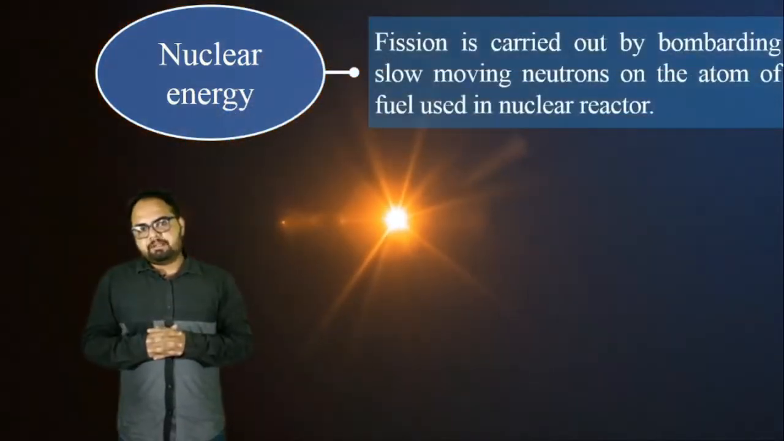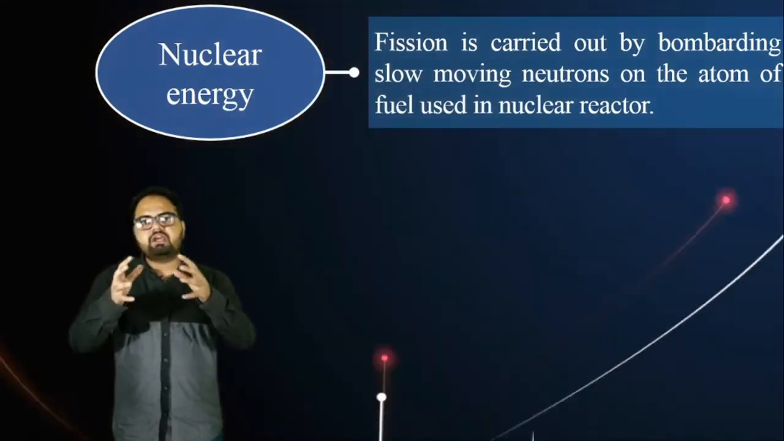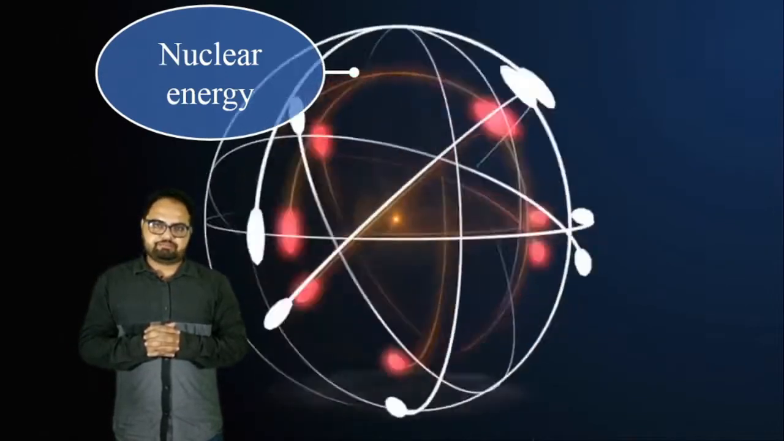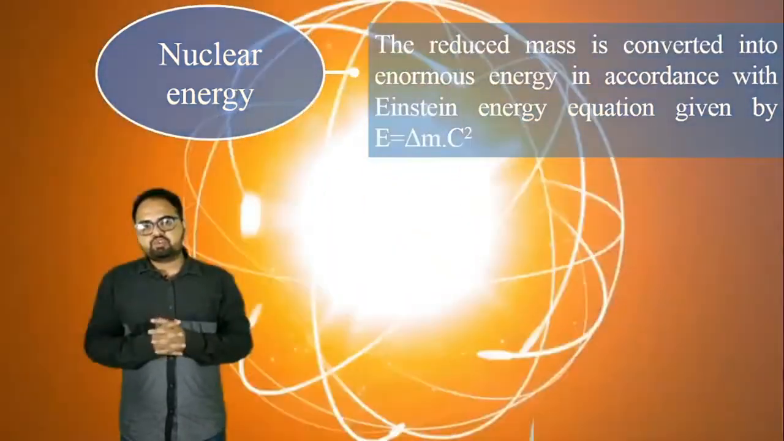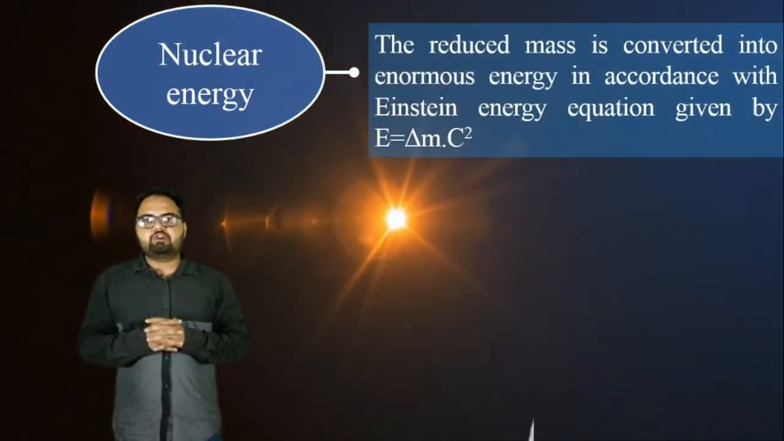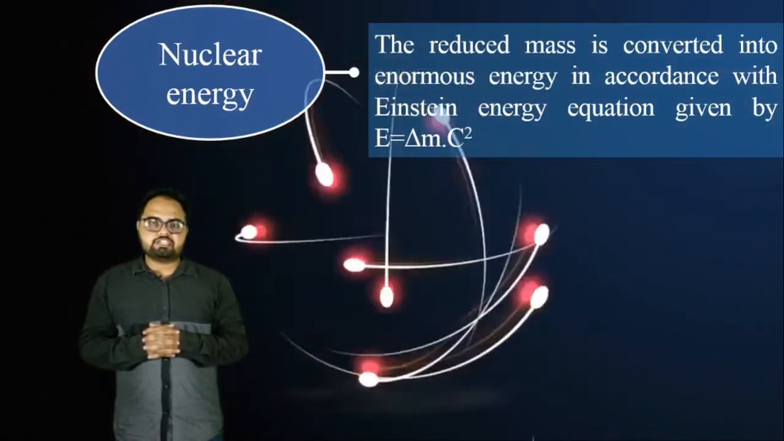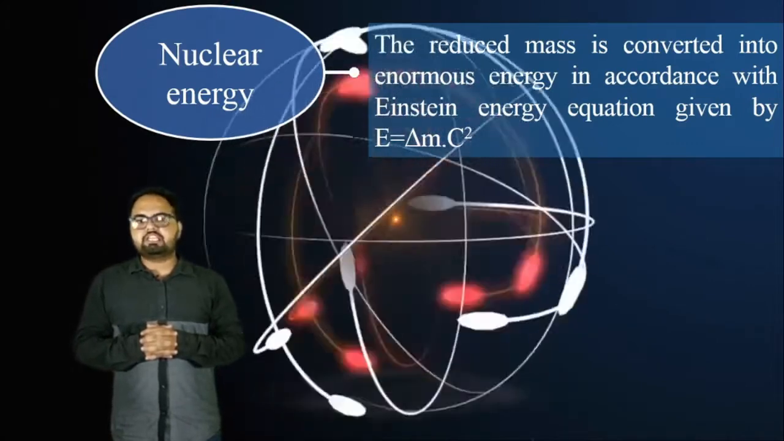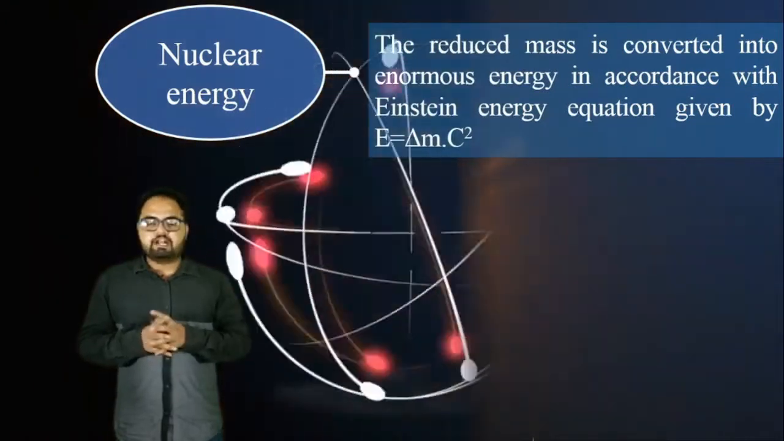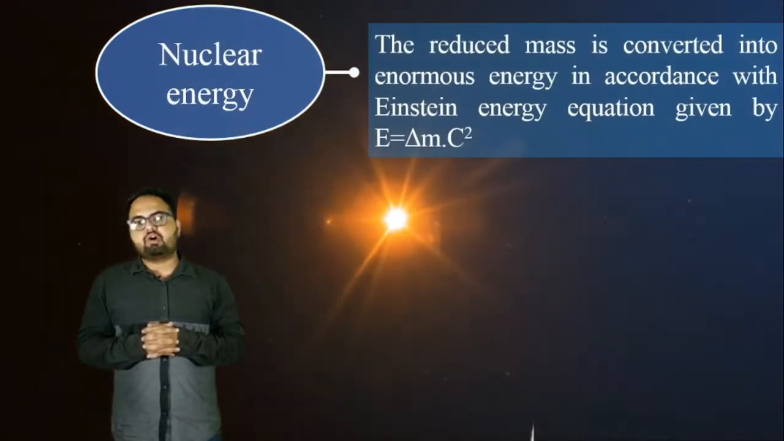Fission is carried out by bombarding a slow moving neutron on the atom of the fuel inside the nuclear reactor. The mass which is reduced after the bombarding is converted into enormous energy in accordance with Einstein's energy equation, E = Δm c², where E is the energy, Δm is the mass difference, and c is the velocity of light.